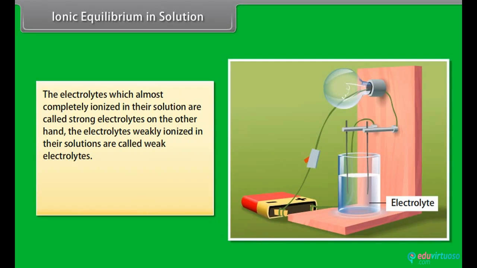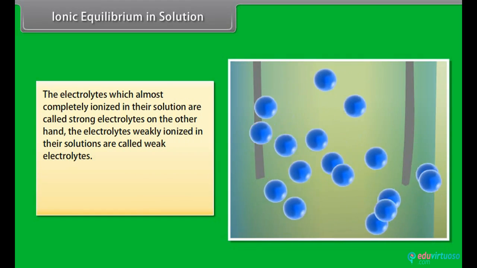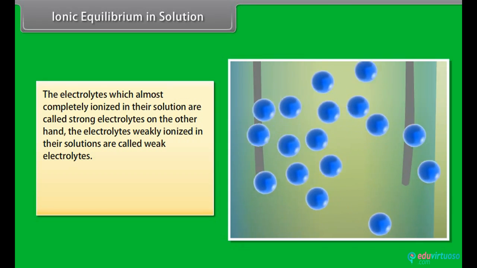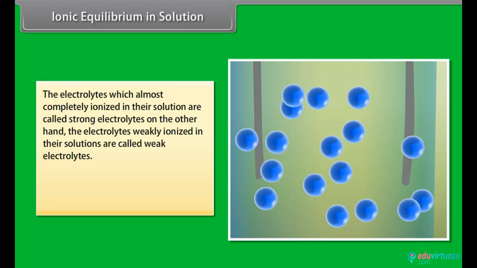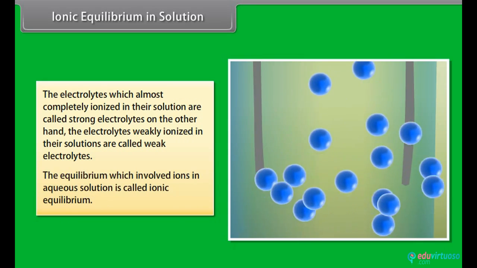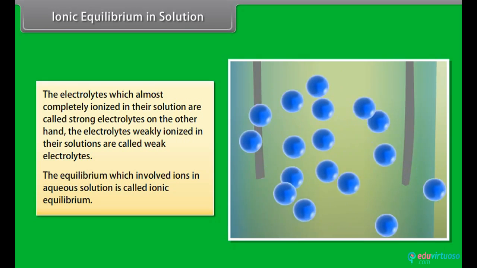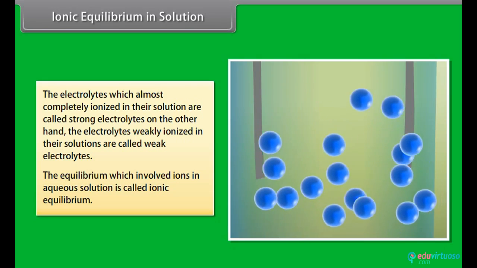On the other hand, those which do not conduct electricity in their aqueous solution are called non-electrolytes. The electrolytes which are almost completely ionized in their solution are called strong electrolytes. On the other hand, the electrolytes weakly ionized in their solutions are called weak electrolytes. The equilibrium which involves ions in aqueous solution is called ionic equilibrium.